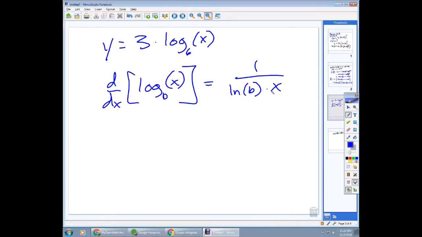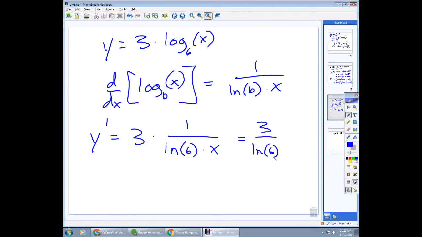So with that in mind, the 3 is just a constant. So the 3 just tags along. And then this would be 1 over natural log of 6 times x. If you wanted to separate out the constants, then you could say it's 3 over the natural log of 6 times 1 over x. That would be another way to express it. And that's it. You need to know this for the test, yeah.